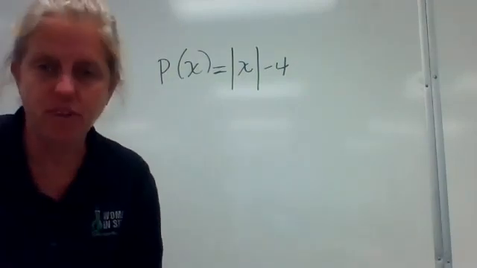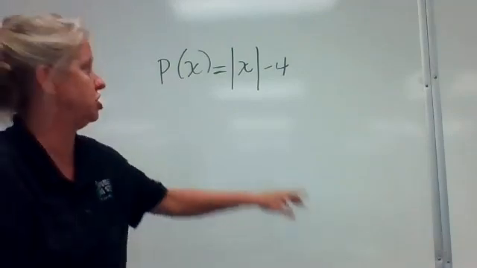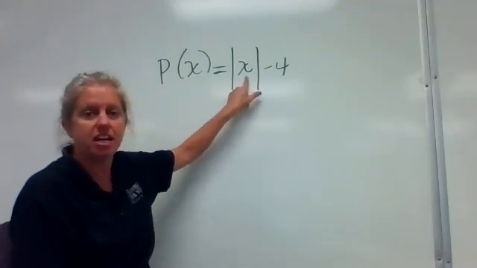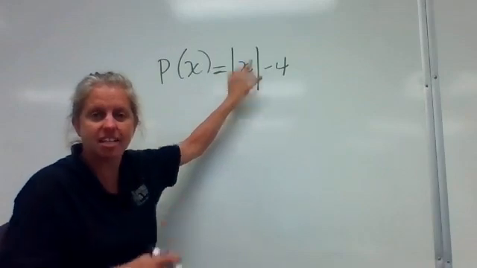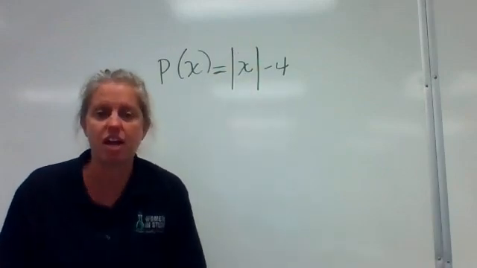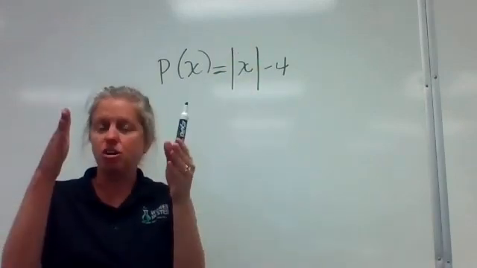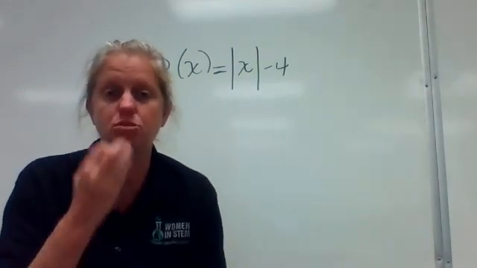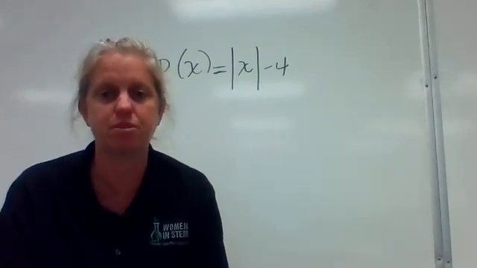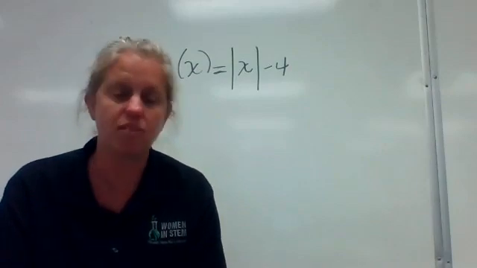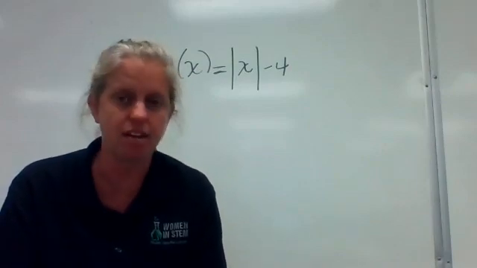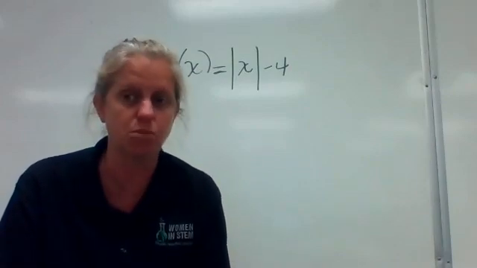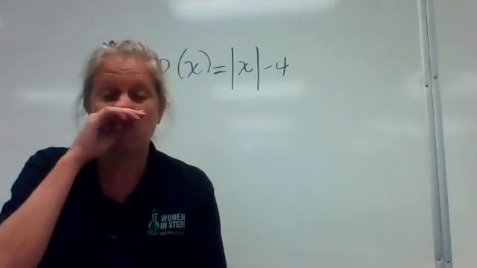All right, first of all, I don't see a fraction, so I'm not going to have any restrictions. Think about where you're going to be plugging in numbers. You're going to be plugging them in for this x and then taking the absolute value of that number. So it doesn't matter what you put inside an absolute value symbol, you're going to be able to take the absolute value of it. Doesn't matter if it's positive, negative, 0, a decimal, or a fraction.